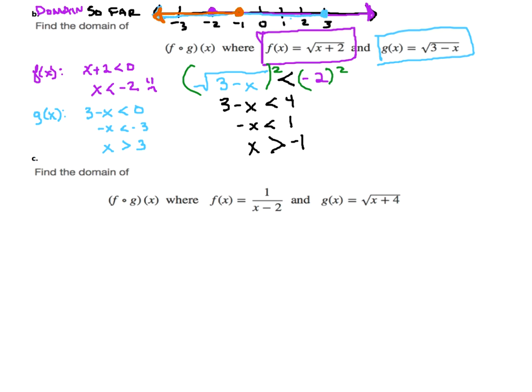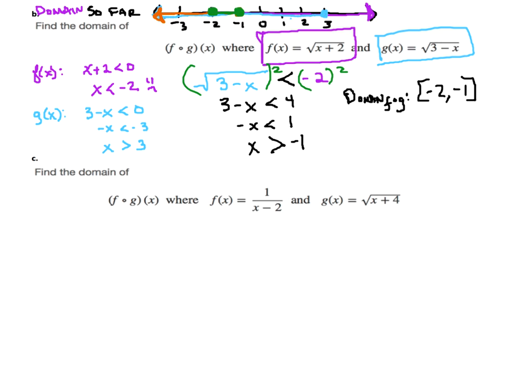All right. The only places where all three domains overlap are from negative 2 to negative 1 inclusive. That's the domain of your composed function. So the domain of f composed with g is from negative 2 to negative 1, and I've got brackets on the end of both of those because you can include negative 2 and you can include negative 1.